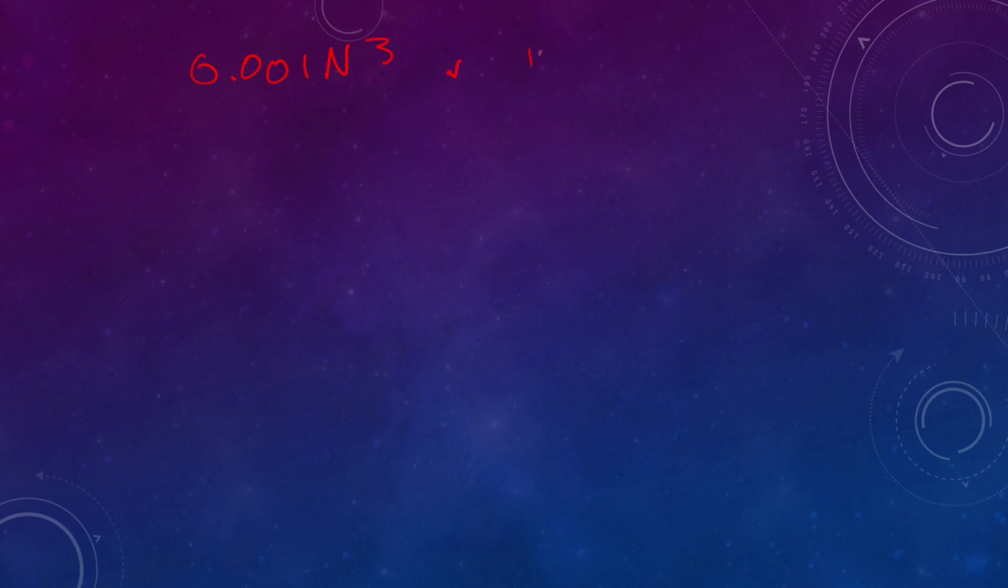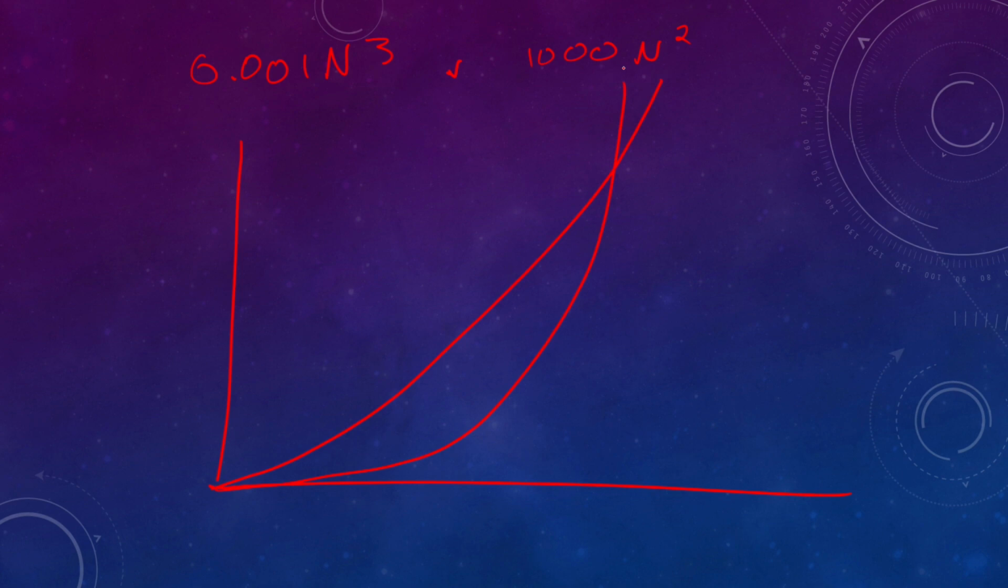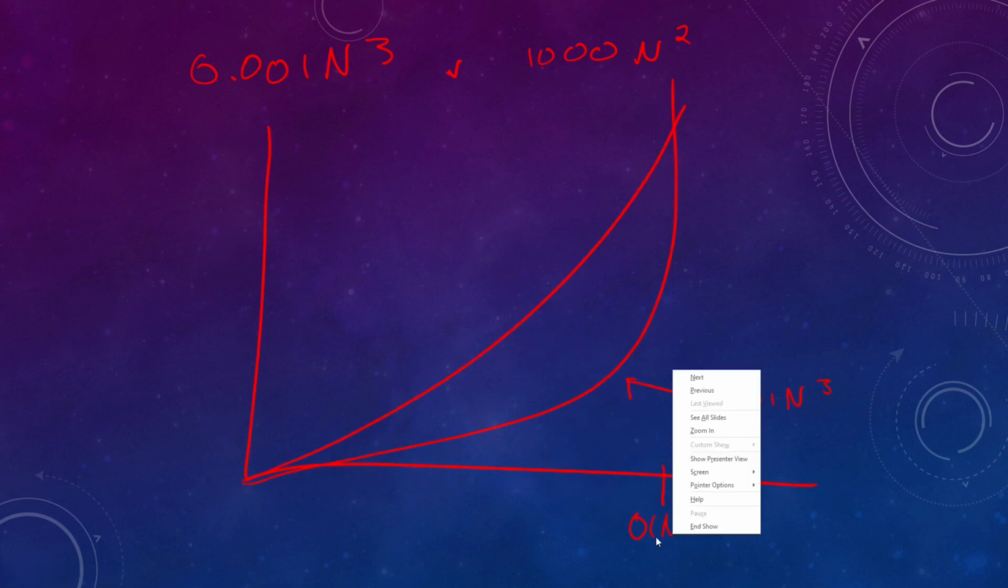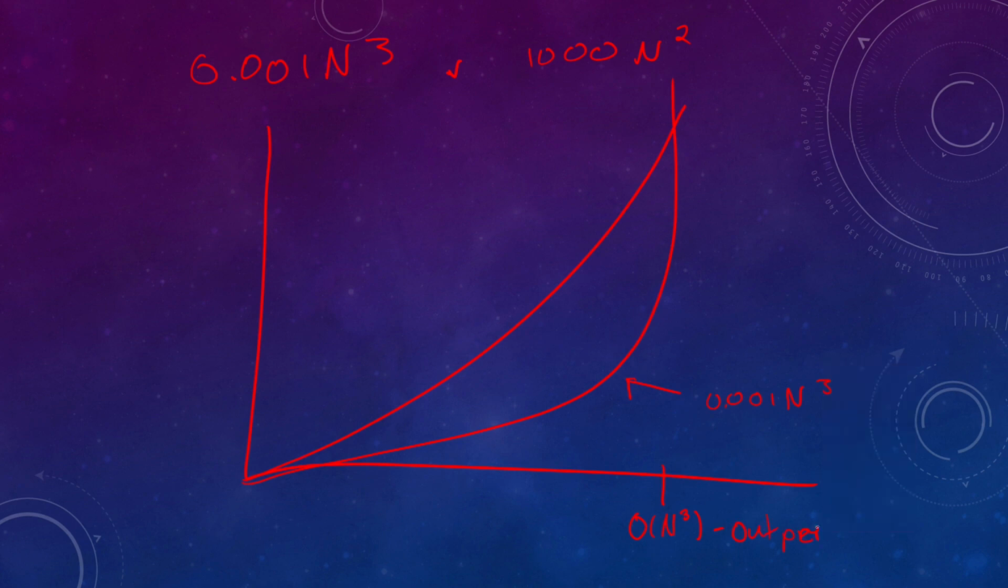In a real implementation of the algorithm, these terms could be really important. For example, an O of n cubed algorithm could be faster than an O of n squared algorithm depending on those dropped terms. But as n approaches infinity, this will change.